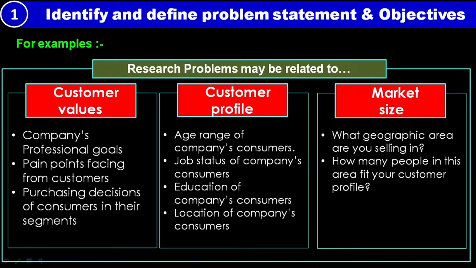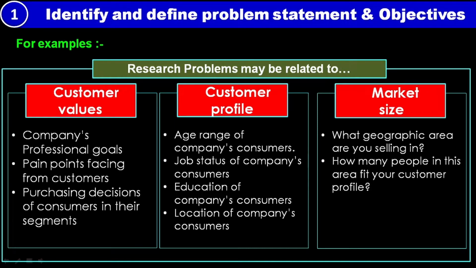Pain points from customers means the problems which the customer is facing, and the marketing manager will have to take a decision about those problems so that we can modify our product according to the problems which our customers are facing, and we can remove those pain points from the product so that maximum customer satisfaction is ensured. Purchasing decisions of the consumers in their segments: different segments for which we are manufacturing the product, we can measure the purchasing decisions of the consumers.